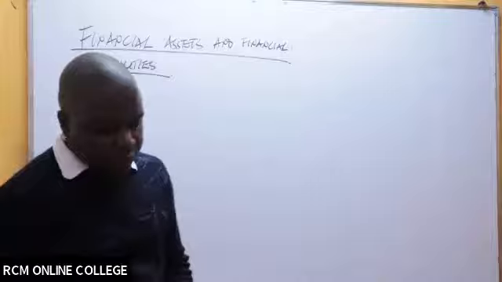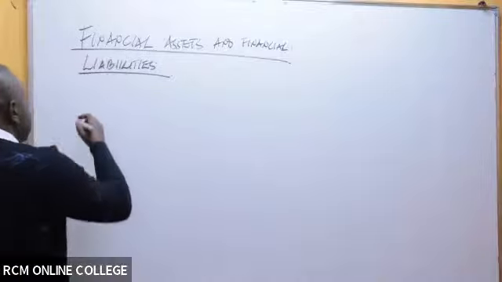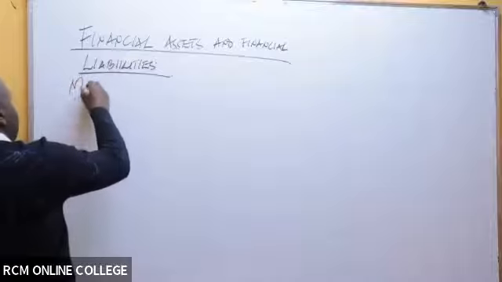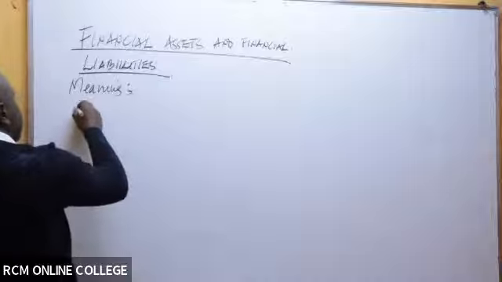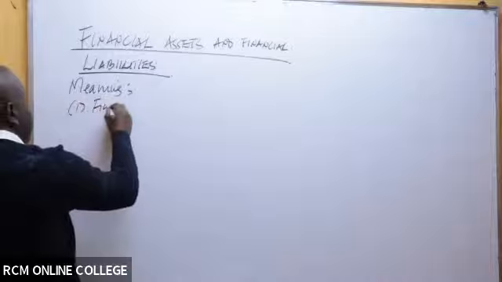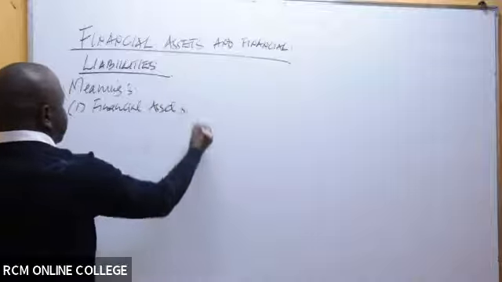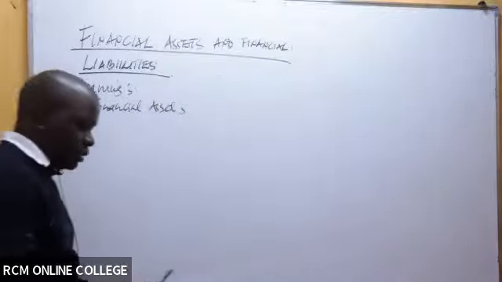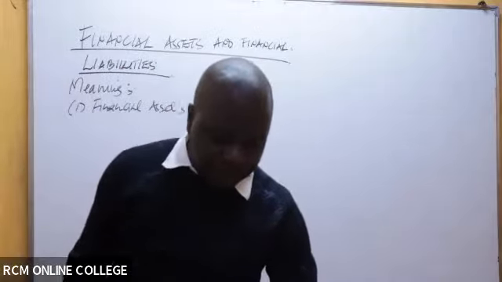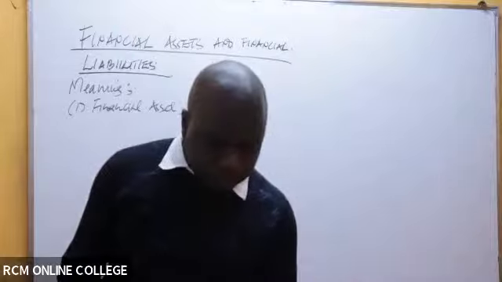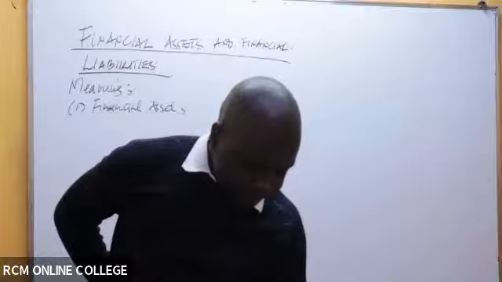So first of all, in this case, we can indicate the meaning. So what is the meaning of these two? First of all, let's look at what is a financial asset. Then we can look at what is a financial liability. So you can write this about a financial asset.